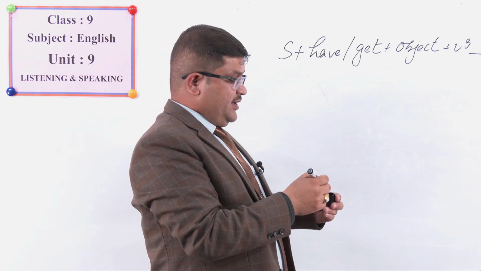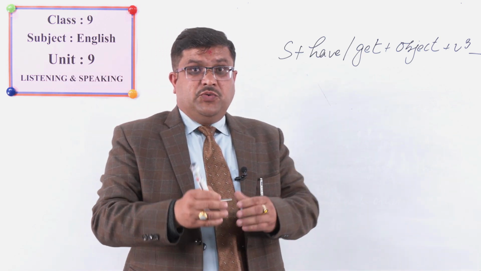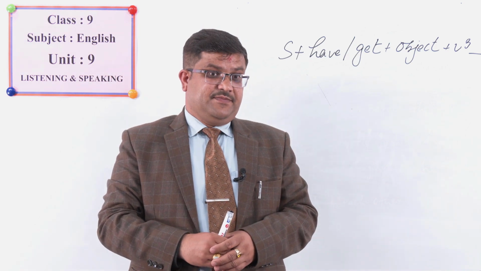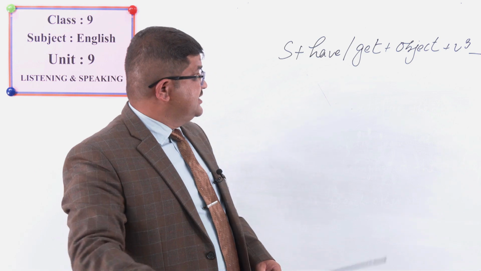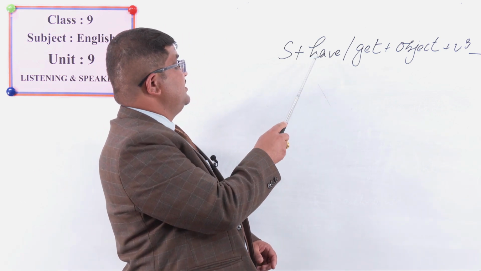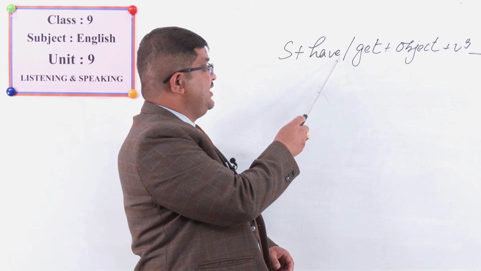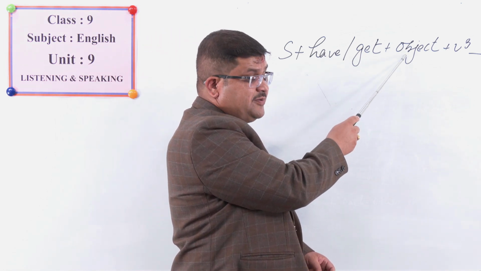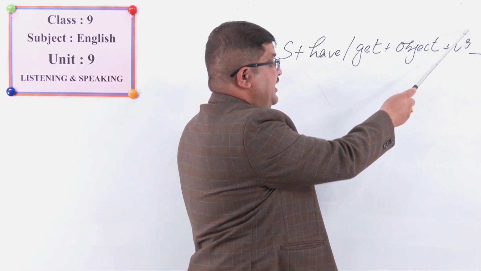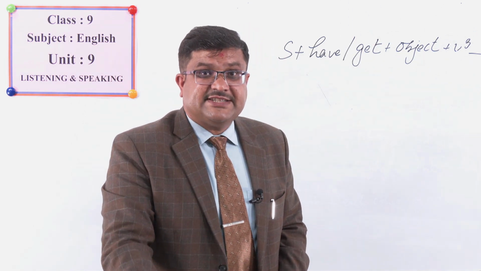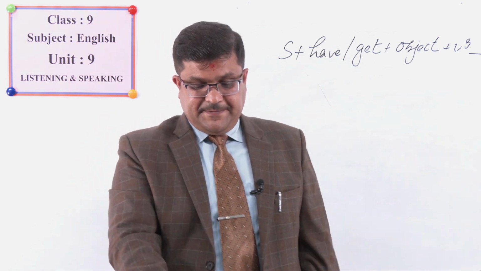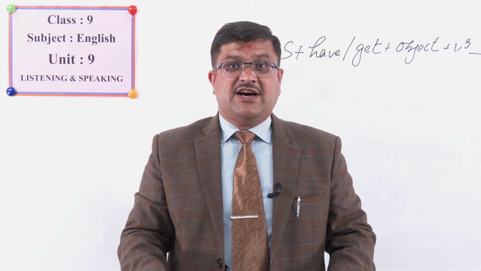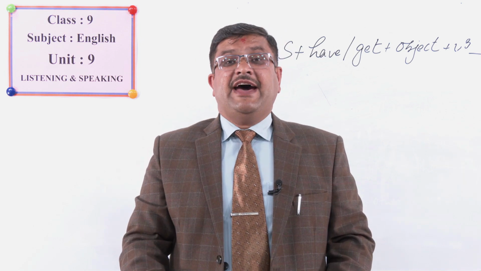In this way, we can make as many sentences as we can. So the structure here is, when there is a subject, there must be have or get. When there is have and get, there must be an object. And when there is an object, the form of the verb must be in V3. Did you understand? Good. Now you can have a lot of practices at home using this structure of have and get as well.